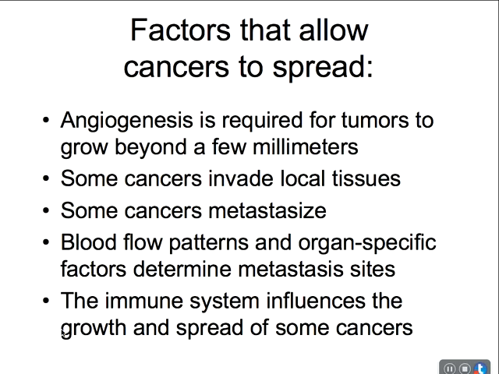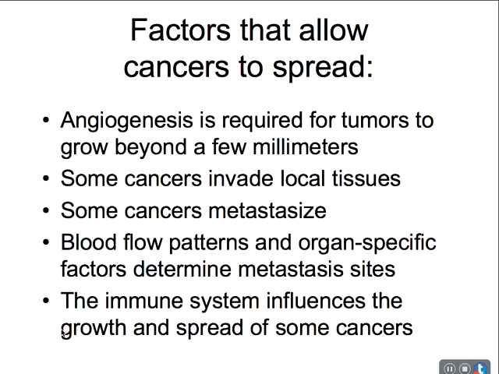First is angiogenesis. Angiogenesis is the creation of new blood vessels, so increasing the vascularization. We'll talk a lot about that. But it turns out that any tumor that's going to grow beyond a few millimeters in size has to have a blood supply. So the cancer has to be able to trigger vascularization to itself in order to grow beyond a couple millimeters in size. And I'll show you the research that proved that.